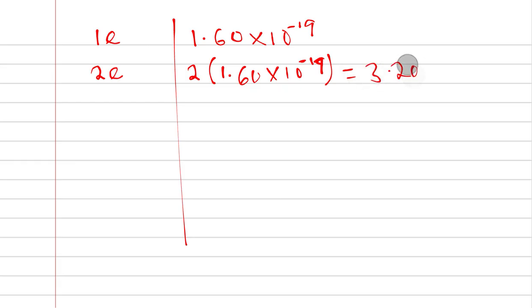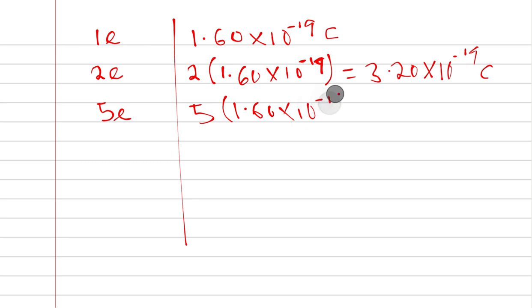3.20 times 10 to the power minus 19 coulombs. Don't forget the units. So what will 5 electrons be? 5 multiplied by 1.60 times 10 raised to power minus 19. And that will give us 8.0 times 10 raised to the power minus 19 coulombs. Are you seeing that now?